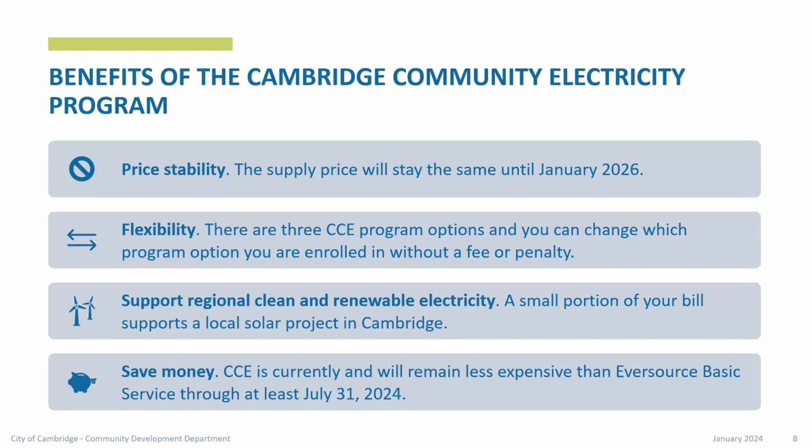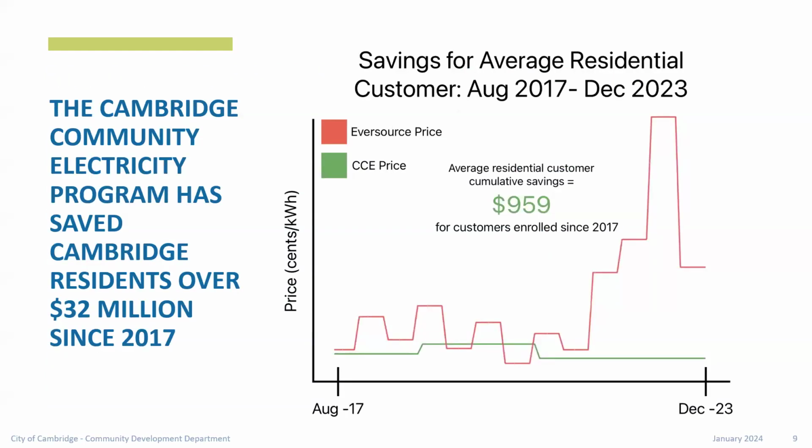So as I mentioned, CCE prices will stay unchanged for the next 2 years, but Eversource prices do change every 6 months. Since we don't know what Eversource prices will be after July 31st of this year, we can't guarantee future savings for CCE compared to Eversource. However, over the history of the program, the average residential customer in Cambridge has saved nearly $1,000 on their electric bill if they've been enrolled in CCE since the program started in 2017. Cambridge residential customers in total have saved over $32 million since the program began in 2017.